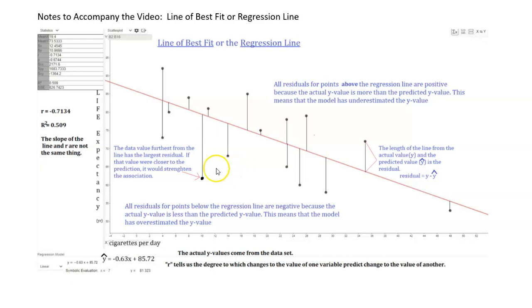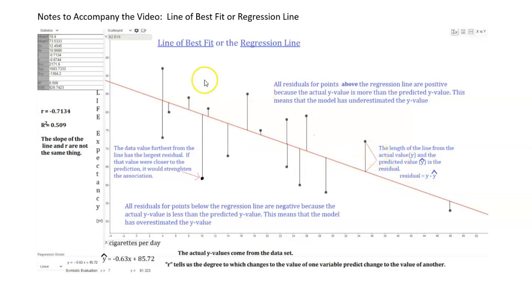So the largest residual here looks like this one. The data value that's the furthest from the line has the largest residual. And if that value were moved closer to the line, to the prediction that's on the line, it would strengthen the association. So if we had a line where all of our points were really close, then that would be a stronger association. And if they're further apart, then that's a weaker association. And so we can tell from this one that we don't even have any points that are on the line, which would give us a residual of 0, right?